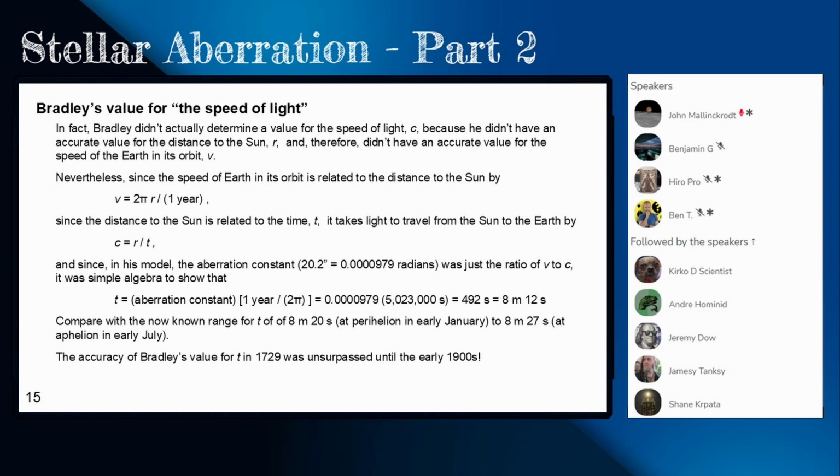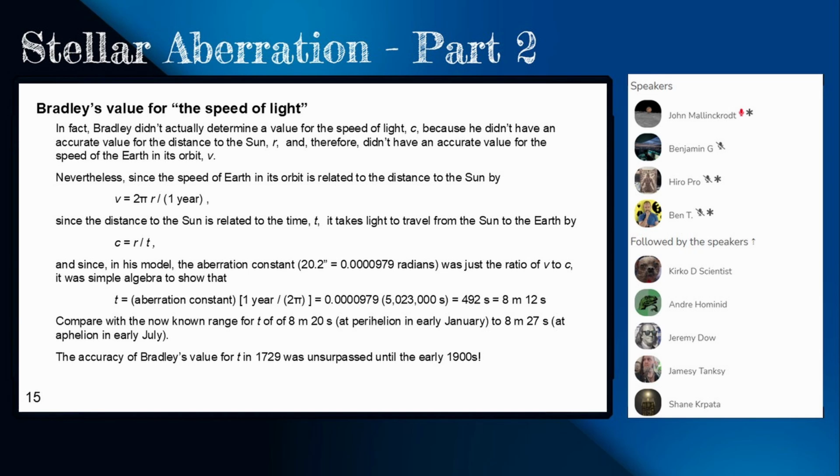And since the distance to the sun is related to the time that it takes light to travel from the sun to the Earth by the speed of light equals that distance divided by that time. That's just v equals distance over time again.